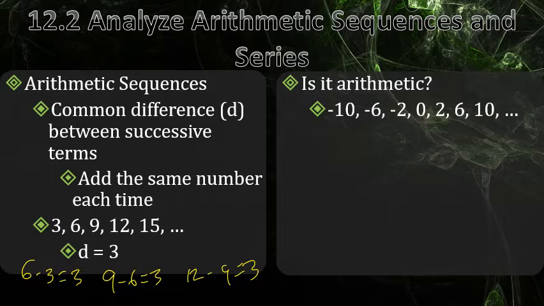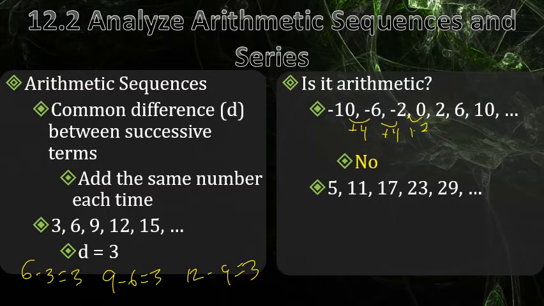So is this one arithmetic? Negative 10, negative 6, negative 2, 0, 2, 6, 10. Well, let's see. I add 4. I add 4. Looks good. I add 2. Wait, what? 4, 4, 2? Those aren't the same. No, it's not.